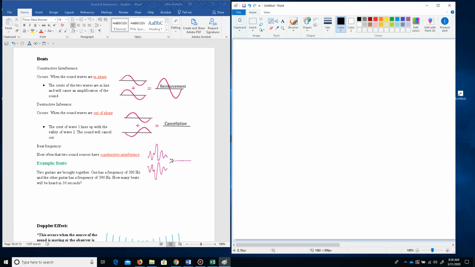For beats, you have constructive interference and destructive interference. Constructive is when two sounds come together that are in phase with one another, and so they reinforce each other and you get amplified sound. Destructive is when two sounds are out of phase, and so they end up canceling each other out. They actually have special headphones made to cancel out the sound of jackhammers, so people using jackhammers don't have to listen to the horrible sound from it.